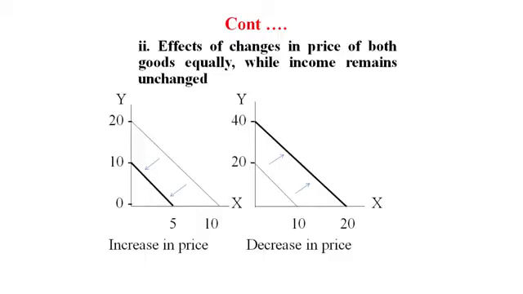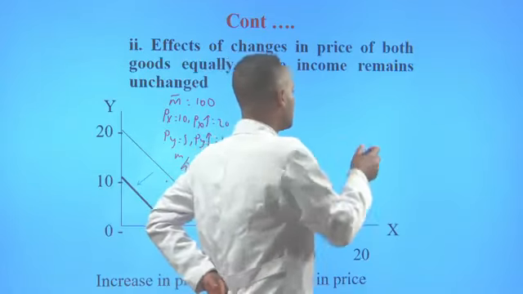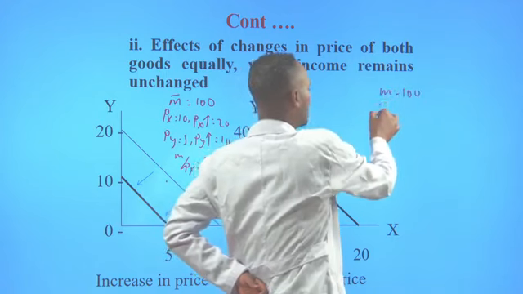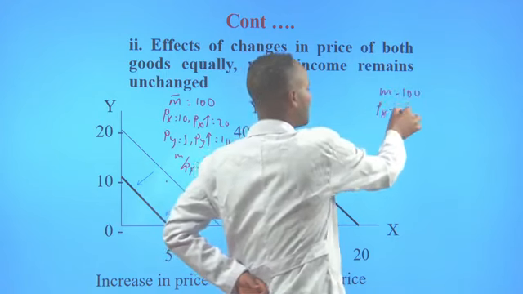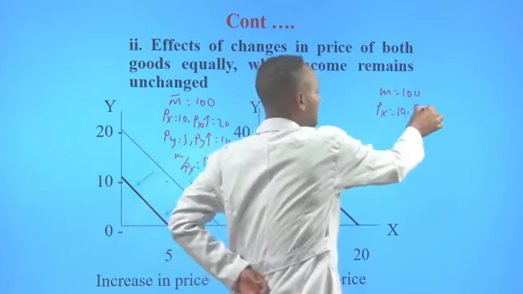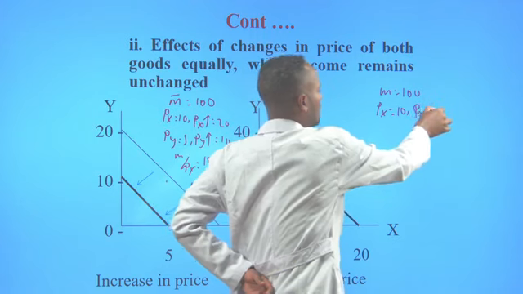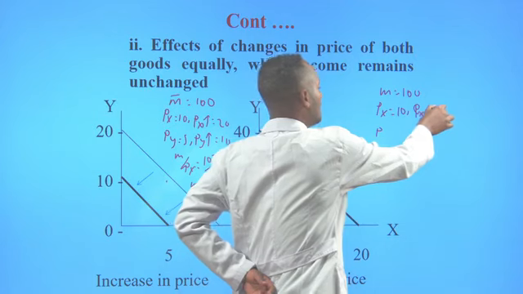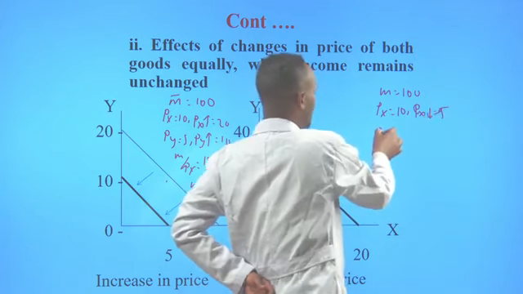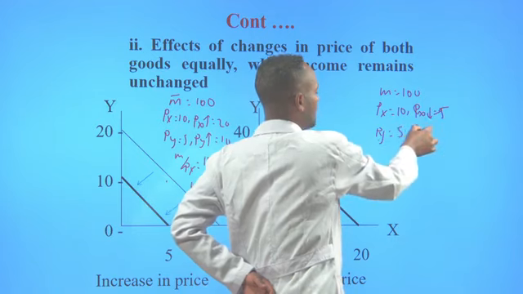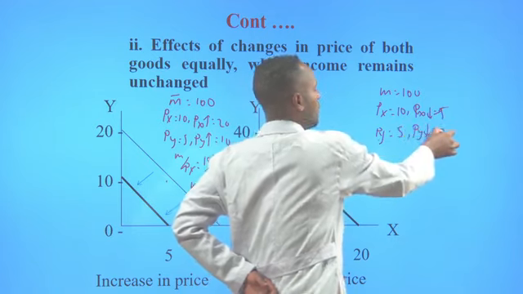The opposite holds true when there is a fall in the price of both goods by an equal percent. For example, income of a consumer was 100 birr and the price of commodity X was initially 10 birr. Let's take the price of X declined to birr 5, and if the price of X is halved, then the price of commodity Y must be halved. The price of Y was birr 5. Now the price of Y is halved and reduced to birr 2.5.